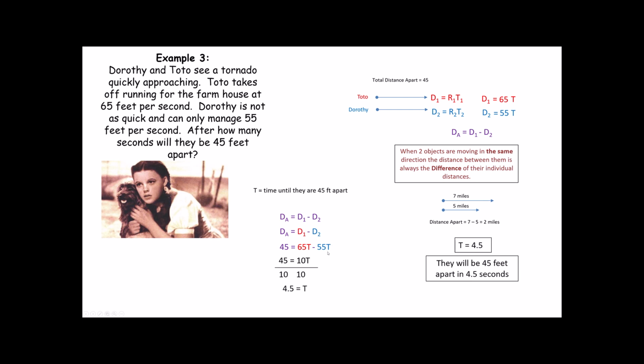instead of 65t minus 55t, you would have 55 minus 65, which would give you negative 10, and you divide both sides by -10 and get -4.5. You see, that's a little bit confusing for people to interpret what -4.5 means.